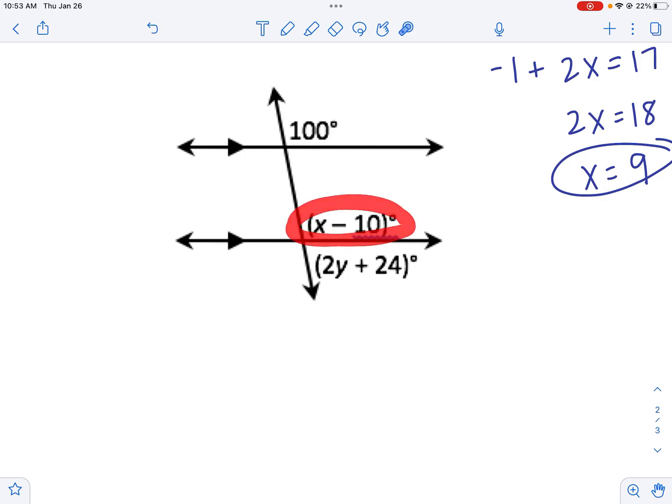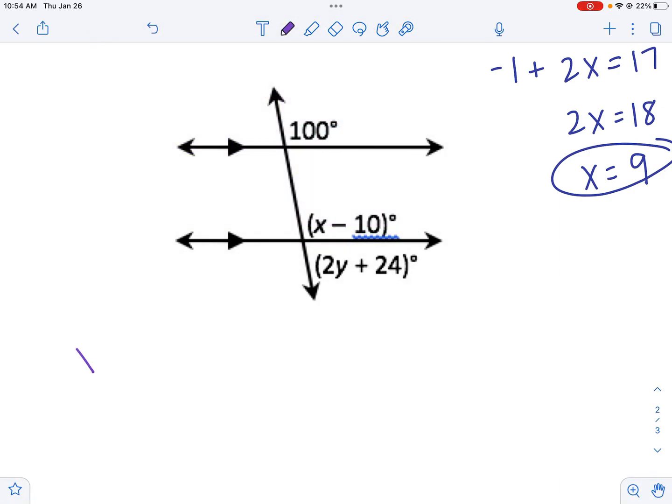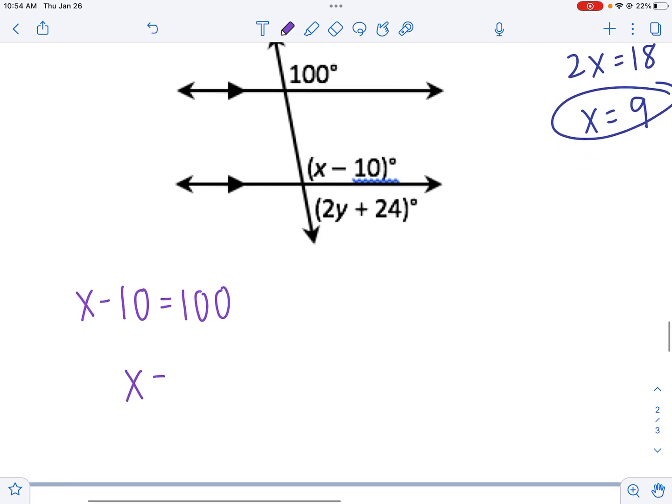If you have x minus 10 and 100, ask yourself, what type of angles are those? Top right, that's corresponding. And corresponding angles are congruent, so part equals part. So x minus 10 would equal 100. That doesn't take long to solve. X would equal 110. That's it.